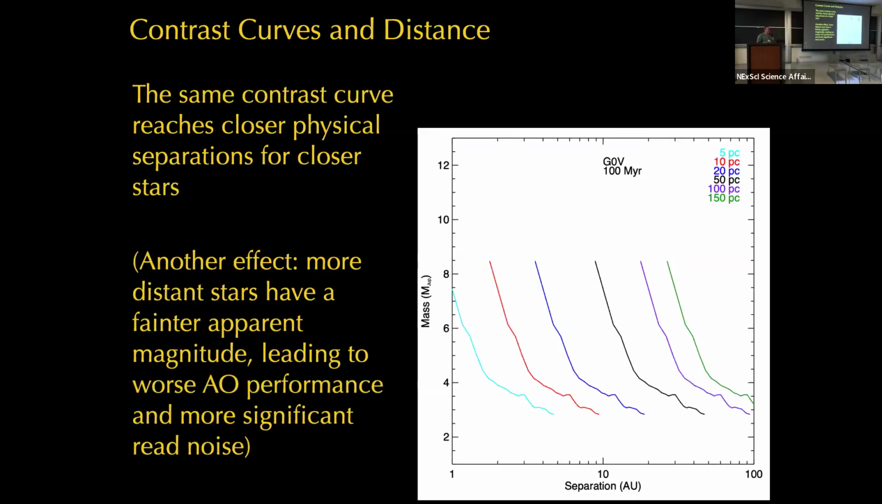If I take that hypothetical star, still leave it as a G0, still keep it at 100 million years, but start moving it either closer or further away from us: if I move that star closer to us, the contrast curve moves over to the left, and now we can get that 4 Jupiter mass planet at only 2 or 3 AU. Whereas if that star is 150 parsecs away, I can only get that 4 Jupiter mass planet all the way out here, somewhere around 70 AU. So closer stars are going to be better in order to find closer planets.